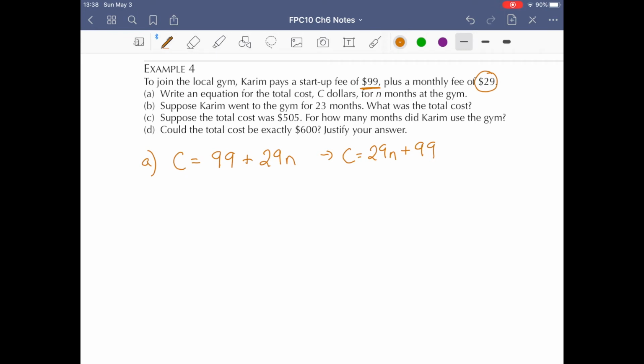Right, so we've got an equation here in y equals mx plus b form. This is our slope. This would be the slope of our line, $29 every month. And this would be our y-intercept. At 0 months, it's $99.